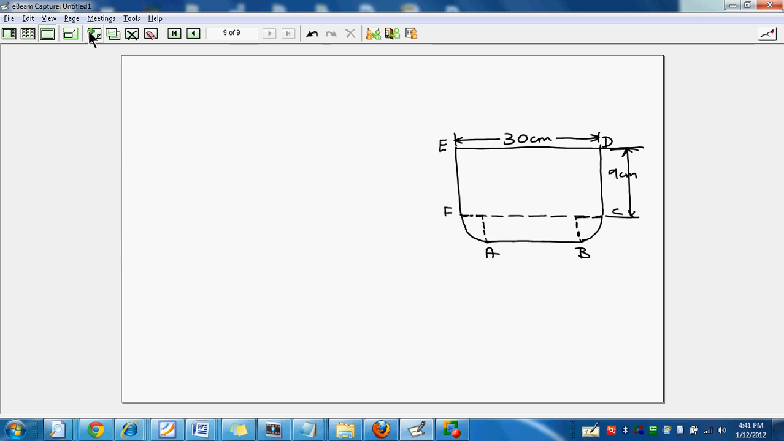First question is, part 1, taking pi to be equal to 22 over 7, show that the area of A, B, C, D, E, F is 459 cm squared. That's the first part.